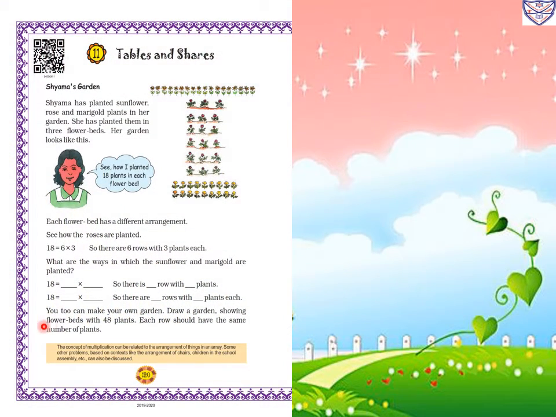Now, you too can make your own garden. Draw a garden showing flower beds with 48 plants. Now we have to draw a flower bed with 48 plants. Each row should have the same number of plants. So how will we draw?